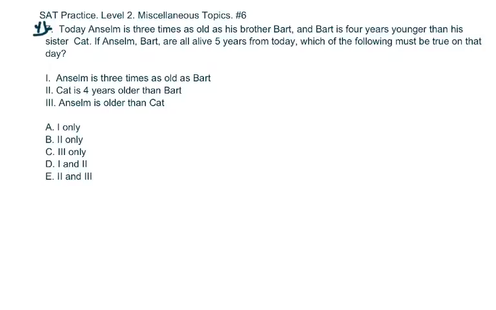If Anselm is 3 times as old as Bart, then A equals 3B. And if Bart is 4 years younger than Kate, then B is 4 less than C. So, consider the statements one by one.